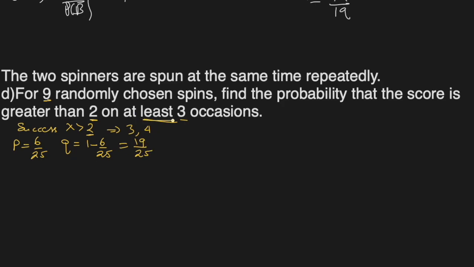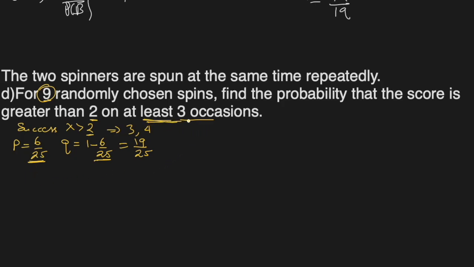Now we want at least 3 occasions. It becomes binomial probability. Why? Because the probability of success remains the same, failure remains the same, there are a fixed number of attempts, right? And they are independent outcomes every time. So yes, we can use binomial.